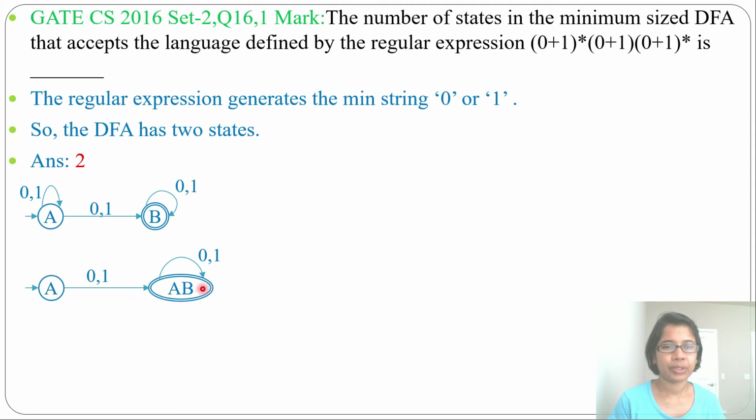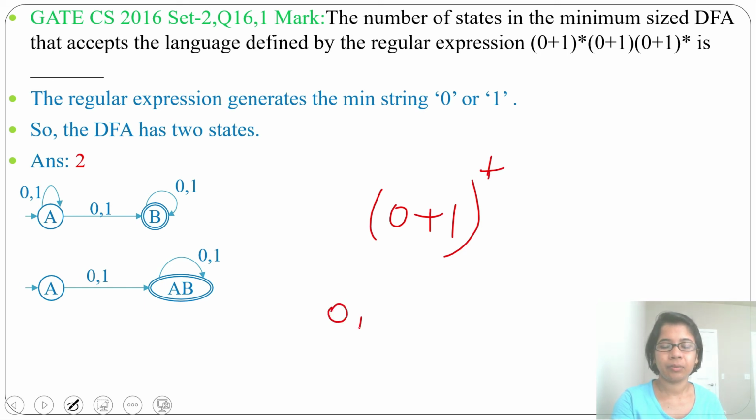It has 2 states. So rather than designing an NFA and then converting it to a DFA, you can also directly design the DFA if you identify what the language is. Here the language is minimum 0 or 1, then any number of 0 and 1. Minimum it will generate a single 0 or 1, then it will generate any number of 0 and 1.